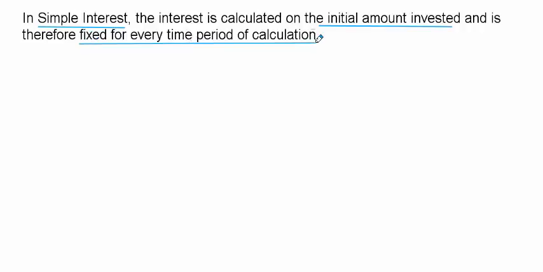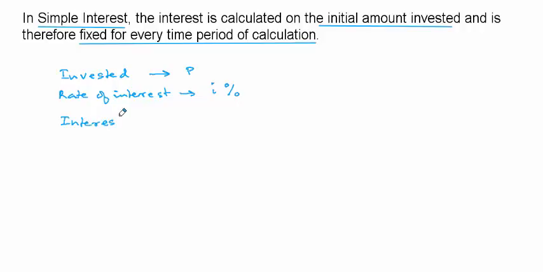Let's say the amount invested is P and the annual rate of interest is I%. Now the interest, the actual amount of the interest earned in 1 year, is equal to I% of P.